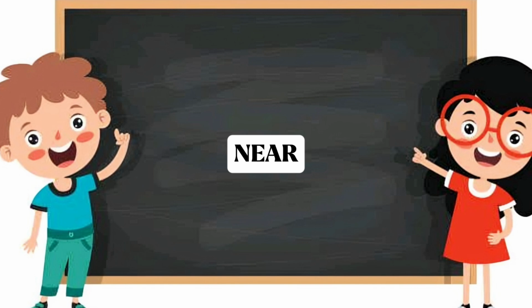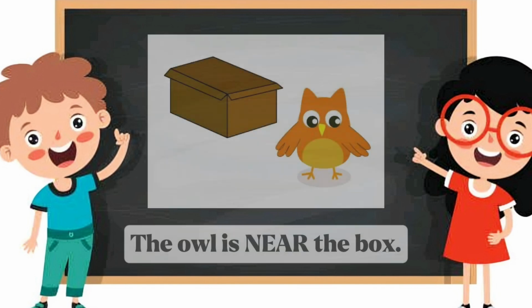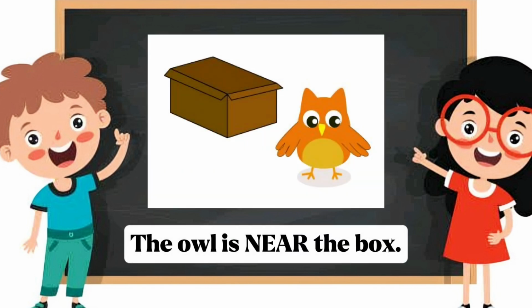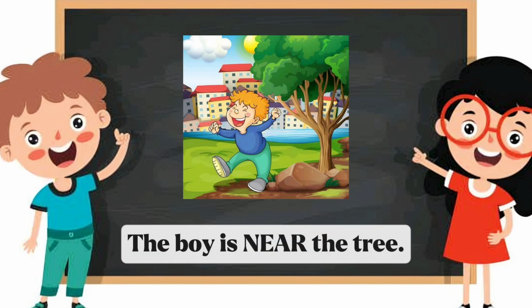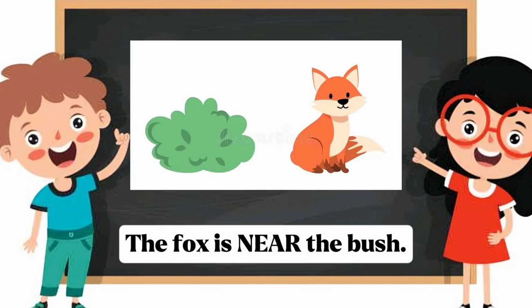Using near in a sentence. The owl is near the box. The boy is near the tree. The fox is near the bush.